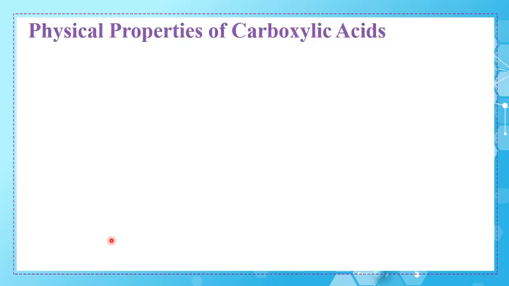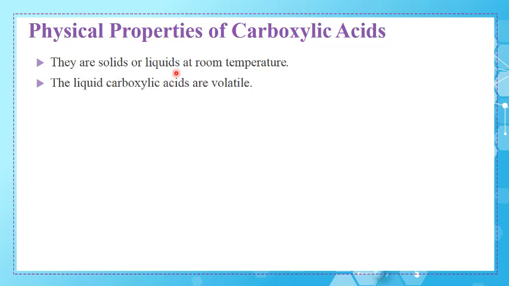Let's move now to talk about the physical properties of carboxylic acids. First of all, they are solids or liquids at room temperature. This is not to be memorized, but it's a fact to pay attention to. The liquid carboxylic acids are volatile. What does volatile mean? It means the liquid carboxylic acids, when they are exposed to air, will transform into gas, into vapor, quickly.